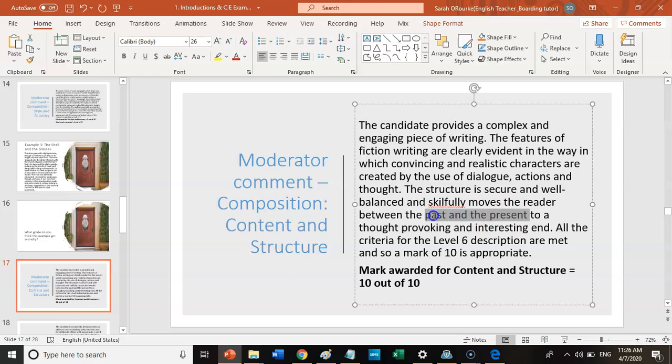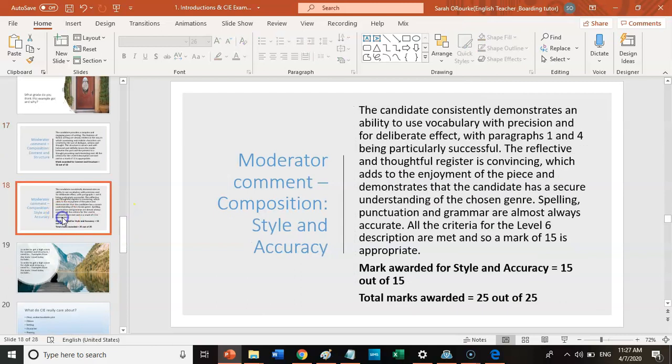And also notice that it plays with structure. So you've not just got this straightforward linear narrative where you go from the present into the future in order, chronological. It's flipping between past and present with flashbacks, right? And that would make it a more complicated piece of writing. For style and accuracy, so it says, the candidate consistently demonstrates an ability to use vocabulary with precision and deliberate effect. So I completely agree with that.